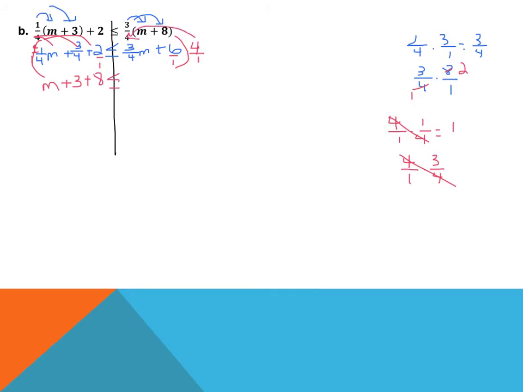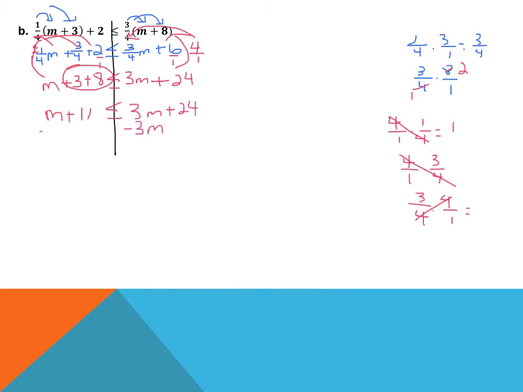And then on this side, 3/4 times 4 over 1 is 3. And then 6 times 4 is 24. So notice when you multiply by the common denominator, you will have no fractions. You'll just end up with all integers. Alright, so I can simplify. 8 plus 3 is 11, so I have m plus 11 is less than or equal to 3m plus 24.